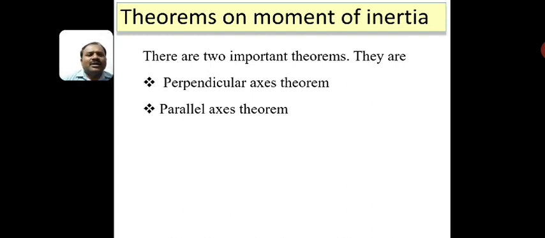There are two important theorems: the perpendicular axis theorem and the parallel axis theorem. These theorems help us in giving the relationship between the moments of inertia of a body about different axes. Or else, if the moment of inertia of the body about any one axis is known, then using these theorems you can estimate the moment of inertia of the object about any other axis.